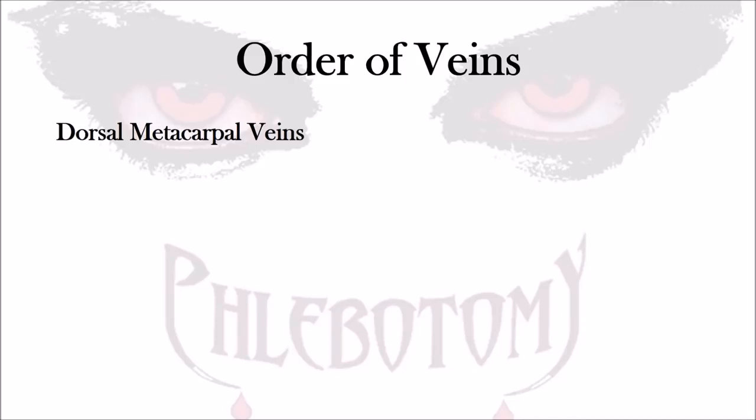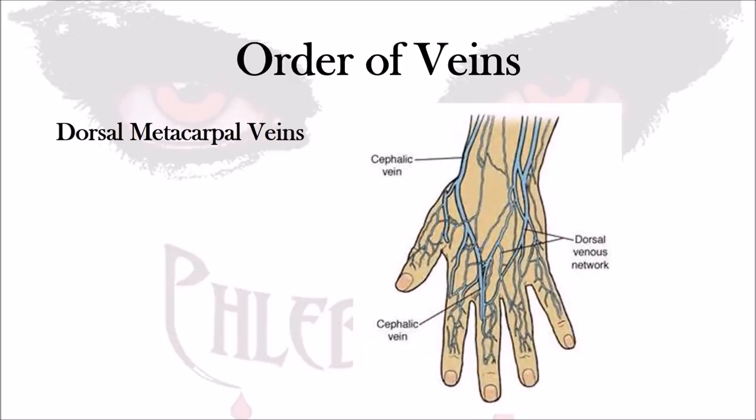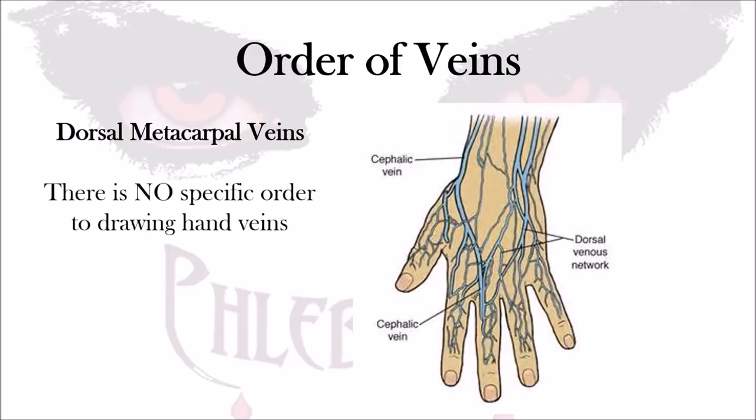Now, if all three veins are not accessible on the arm, then we need to look at the back of the hand. The back of the hand veins are referred to as the dorsal metacarpal veins. With this, there is no specific order to drawing hand veins. Whatever vein you feel comfortable with when inspecting the dorsal metacarpal veins on the back of the hand, you can attempt to draw any one of those veins.